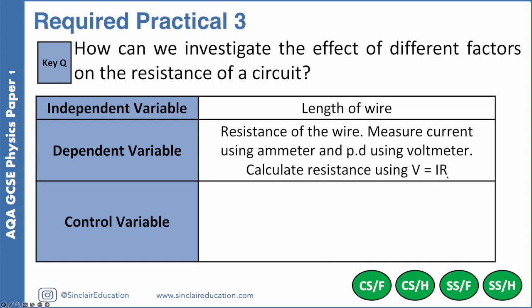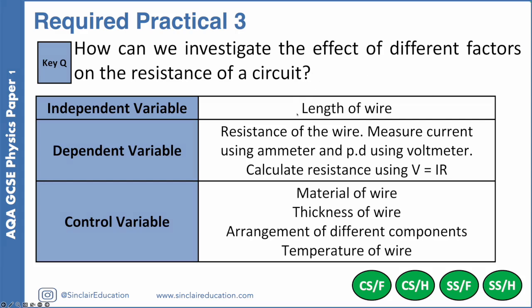If we're going to change the length of wire, everything else about that length of wire needs to be kept the same. So this includes the material of the wire, maybe nichrome or copper, includes the thickness of the wire. Thicker wires tend to have lower resistance than thinner ones. But also how the components are arranged. Are they in series? Are they in parallel? But finally, we'd also need to control the temperature of the wire.